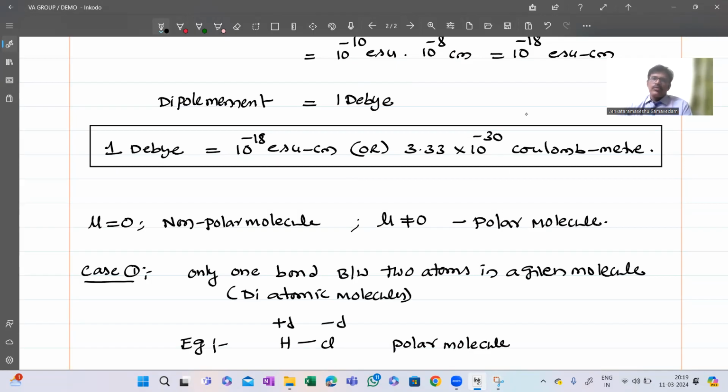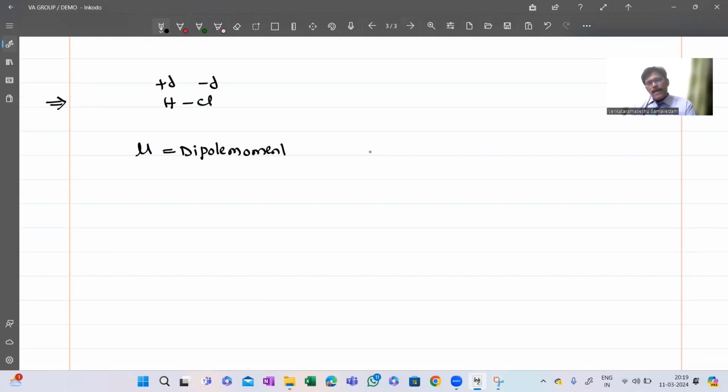So now I have to find out the different concepts in this dipole moment. If I want to find out that, first point is that if H and Cl is there, here delta minus, here delta plus, then simply we can find out the dipole moment mu. Mu is nothing but dipole moment. So the dipole moment is what? Q into d. If you know the charge and the distance, we can easily find out.